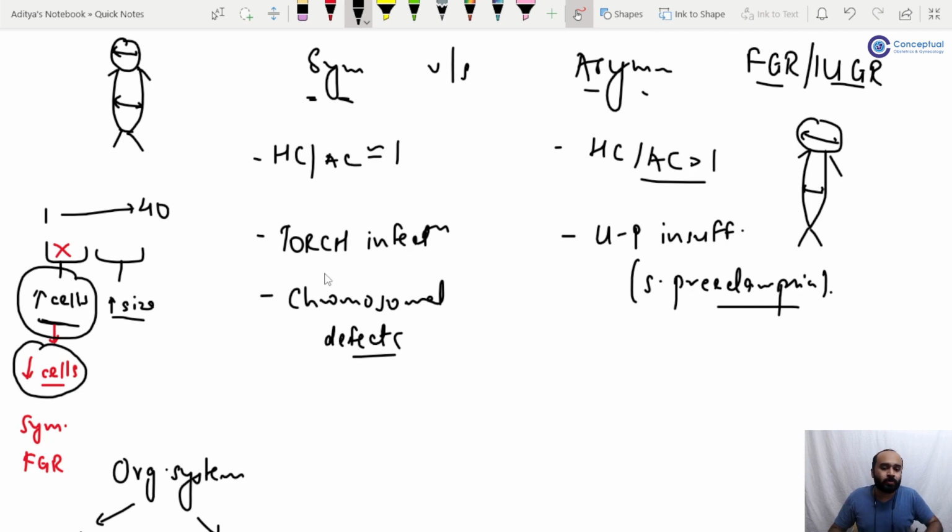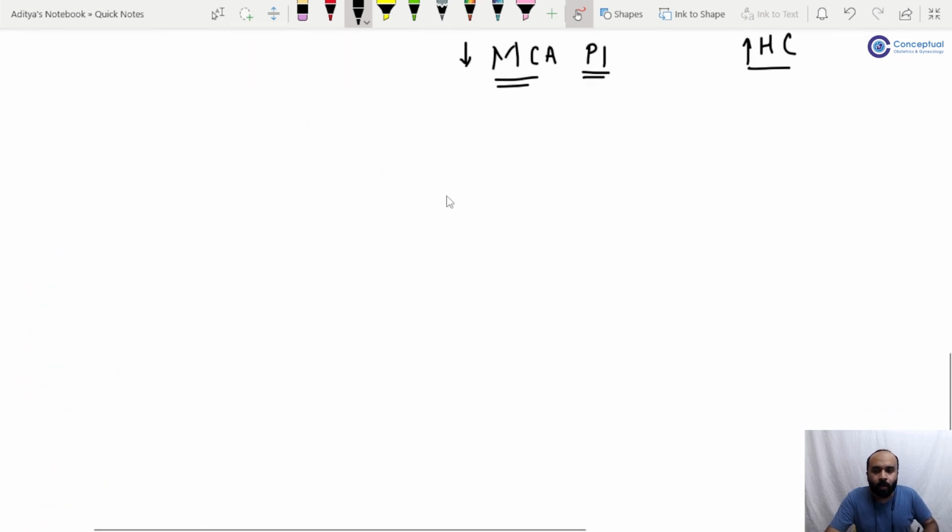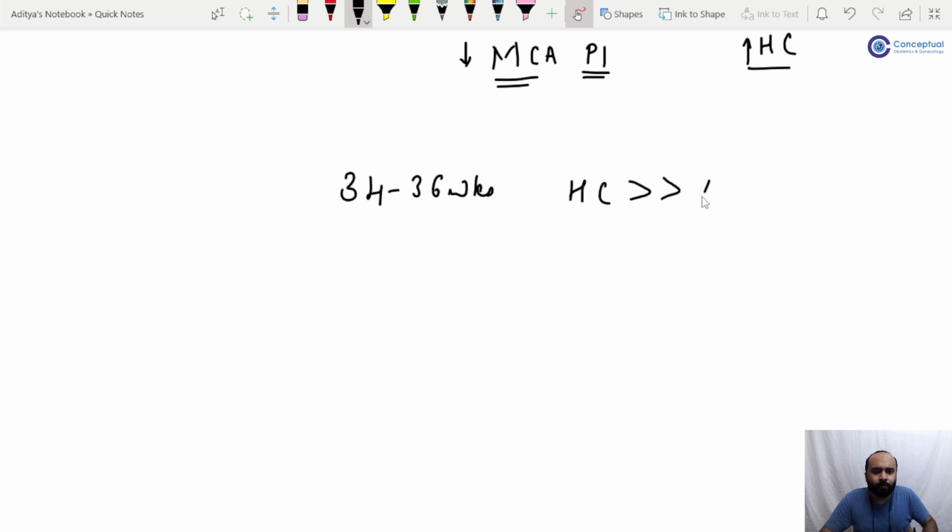What is the significance of this? Now, first of all, there is one more concept that you need to remember, that even in a normal fetus, wherein there is nothing like infection or uteroplacental insufficiency, until 34 to 36 weeks, the head circumference is more than the abdominal circumference. It is between this period and beyond that the abdominal circumference increases and eventually crosses the head circumference.